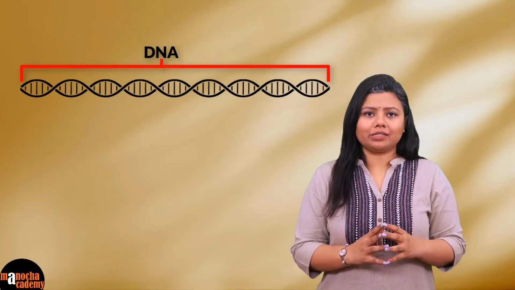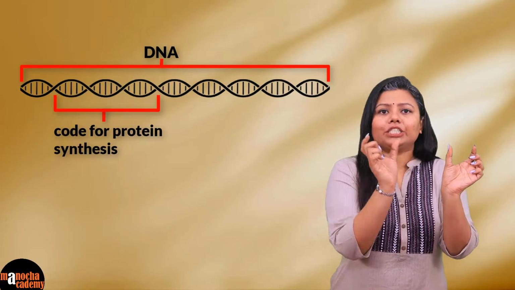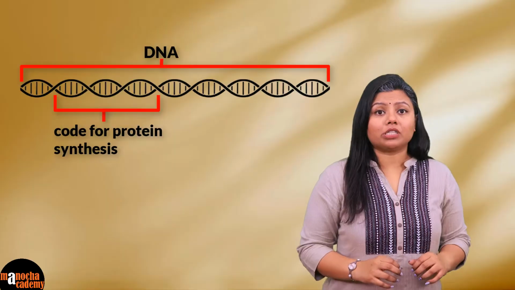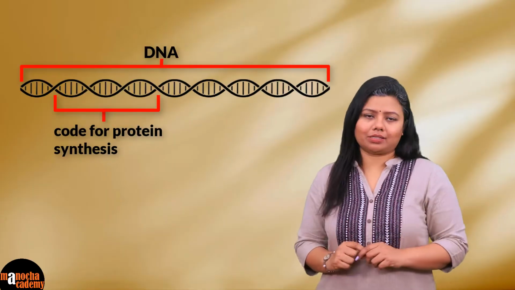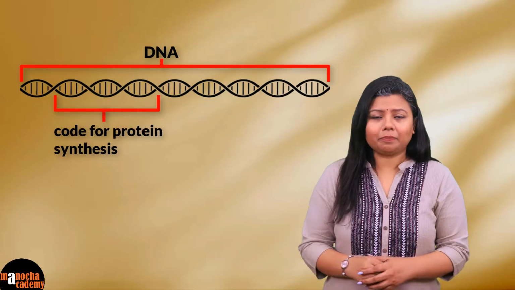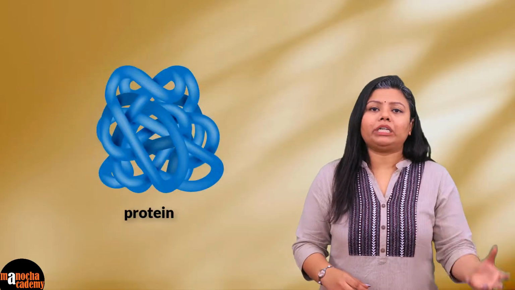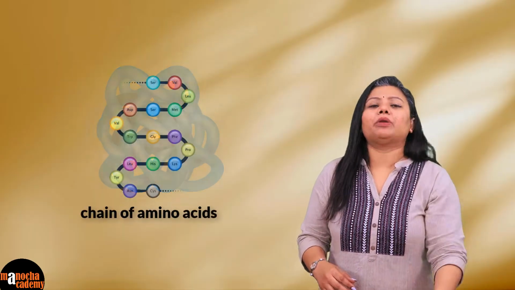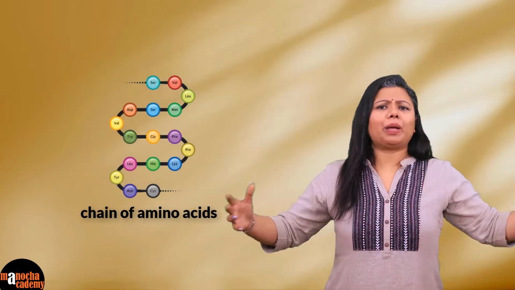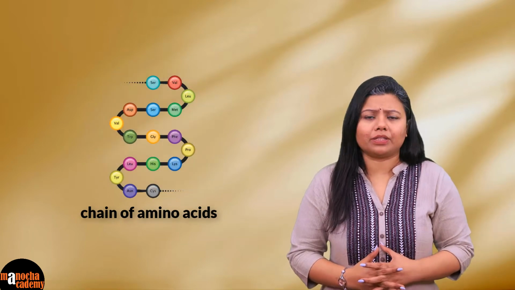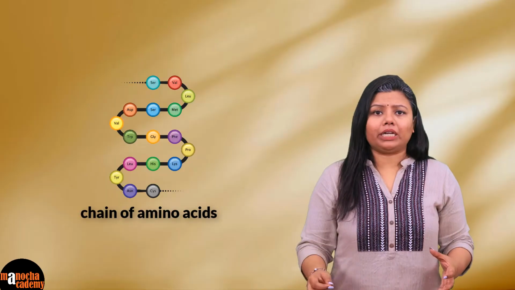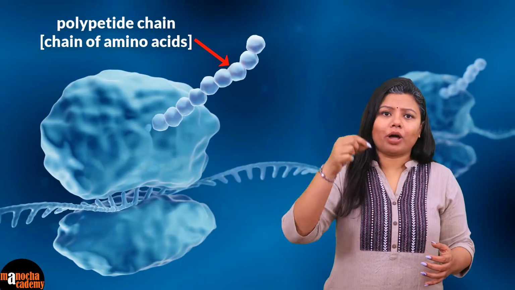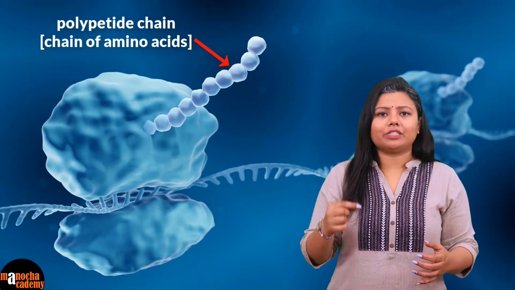Of this entire DNA that is present, certain regions are responsible for carrying the code for protein synthesis. What does that mean? We know that proteins are chains of amino acids. We have 20 different types of amino acids in the world. Now, to produce any protein, you have to join different amino acids in a different sequence.